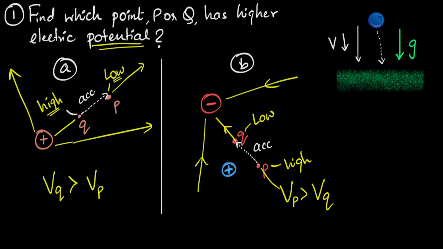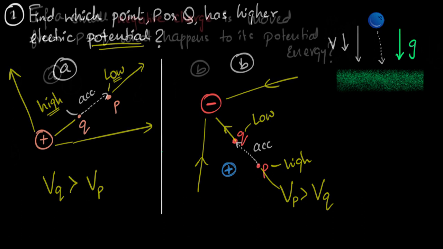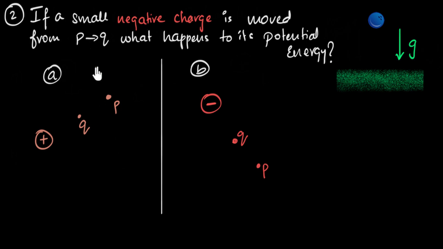All right. Let's try another problem. A similar setup, but this time we're given, if a small negative charge is moved from P to Q, what happens to its potential energy? So this time you have to move a negative charge from P to Q and see what happens to its potential energy. So again, why don't you pause the video and first give it a shot yourself?